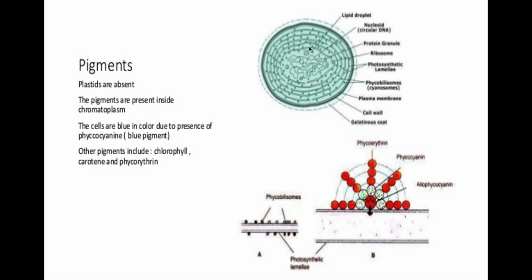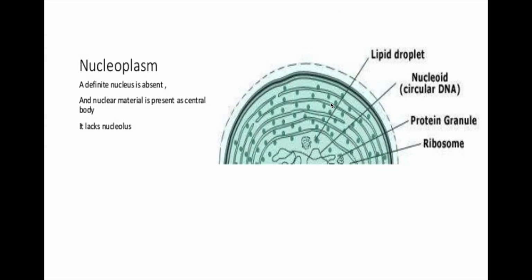So plastids are absent in the case of Nostoc. You can see the lipid droplets. This is the nucleoid, the circular DNA in the central part. Because a true nucleus is absent, there is no nuclear membrane here. You can see the ribosomes, protein granules, photosynthetic lamellae, phycobilisomes, the plasma membrane inside, the cell wall outside, and there is a thick gelatinous coat here.